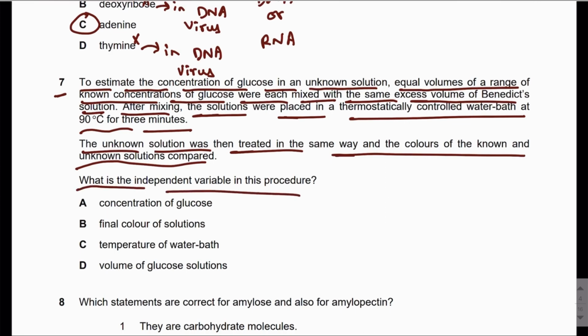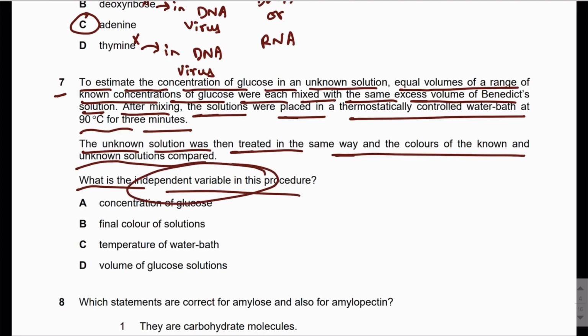So guys, over here, what they are doing is that they have to estimate the concentration of glucose in an unknown solution. So they are basically picking up a range of glucose solutions with different concentrations, right? For example, they will pick up 5 different solutions with different concentrations of glucose, and then they will carry out Benedict's test and find out the colors, and then they will repeat the Benedict's test on the unknown solution, and then they will compare the colors to find out the concentration of glucose in the unknown solution. So they are asking us about the independent variable in this procedure.